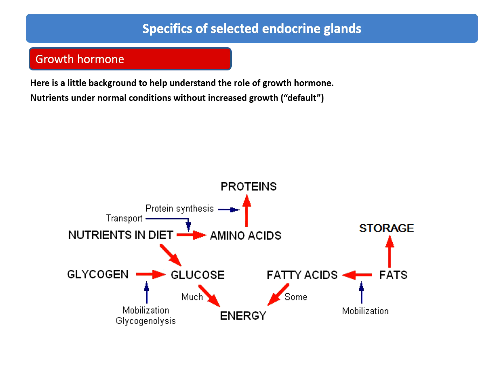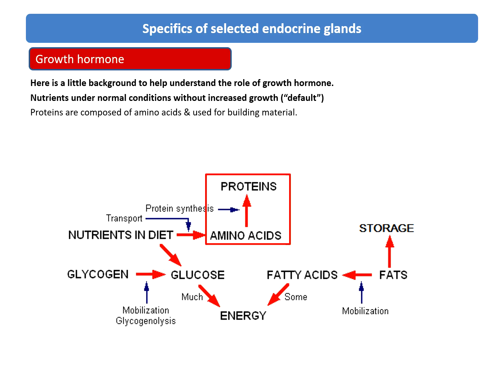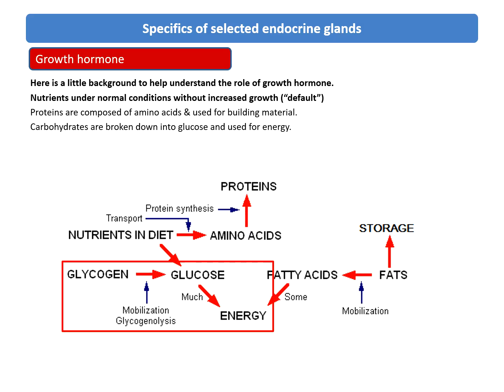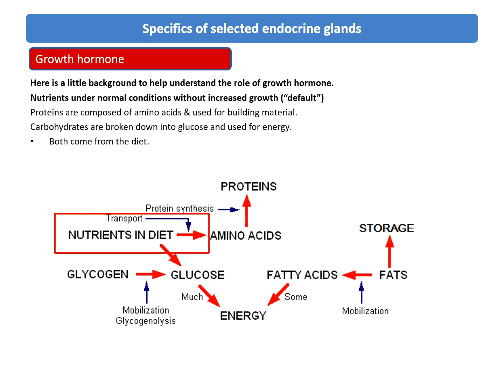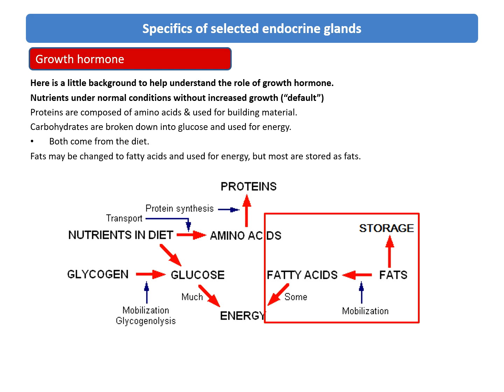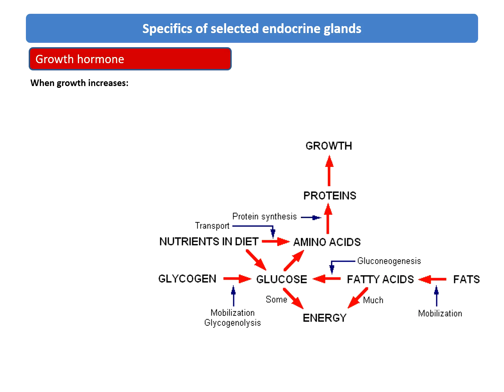These are nutrients under normal conditions without increased growth. You can think of this as the default arrangement of metabolism. Proteins are composed of amino acids and used as building material. Carbohydrates are broken down into glucose and used for energy. Both come from the diet. Fats, on the other hand, may be changed into fatty acid. Some could be used for energy, but most are stored as fats. And of course, fats also come from the diet.